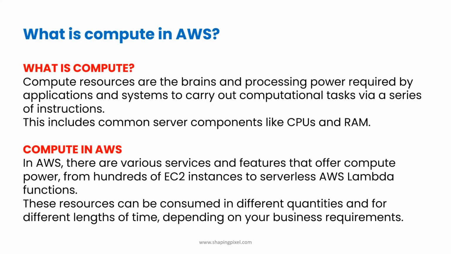So let's see what is compute. Compute resources are the brains and processing power required by applications and systems to carry out computational tasks via a series of instructions. These include common server components like CPUs and RAM. In AWS, there are various services and features that offer compute power, from hundreds of EC2 instances to serverless AWS Lambda functions. These resources can be consumed in different quantities and for different lengths of time, depending on your business requirements.